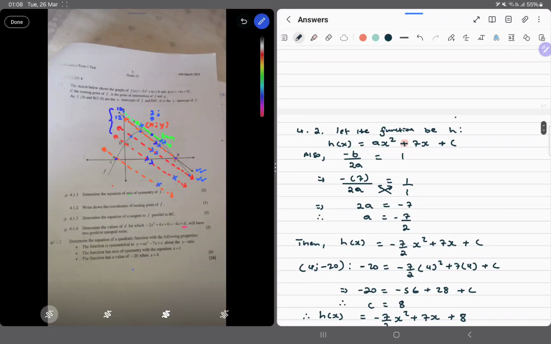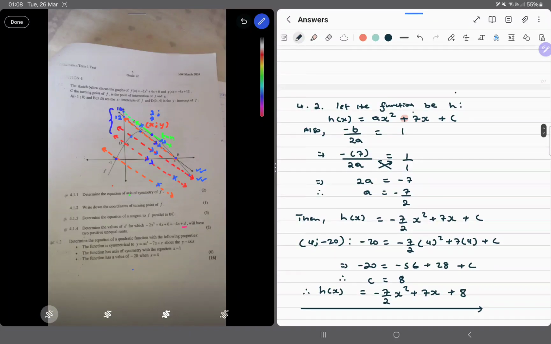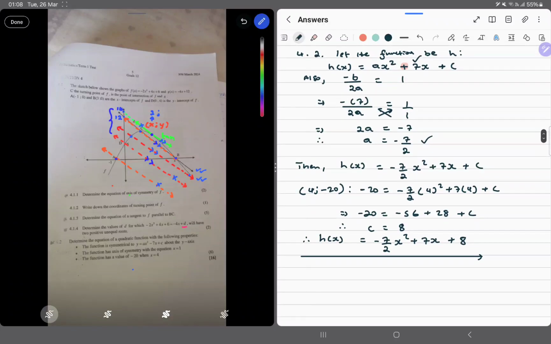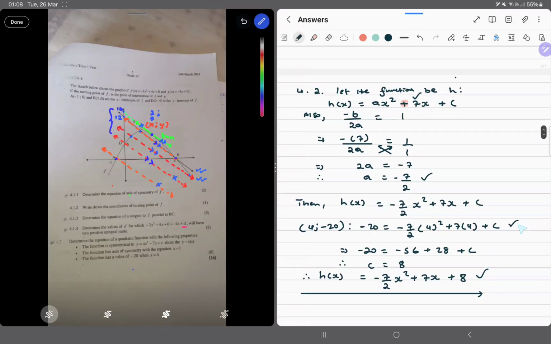How many marks? 6. Great. So first of all, you get a mark for knowing what is the hypothetical expression according to the given information, and essentially finding the a value. It's another mark. And essentially substituting this point and finding the equation. So I don't know why they're giving 6 marks. Why? 1, 2, 3, 4.